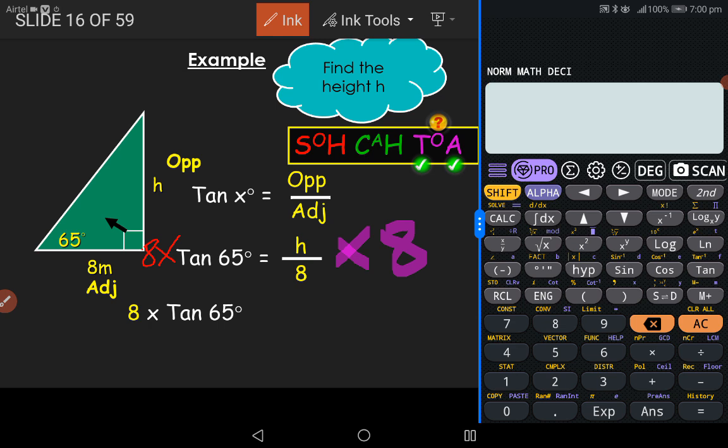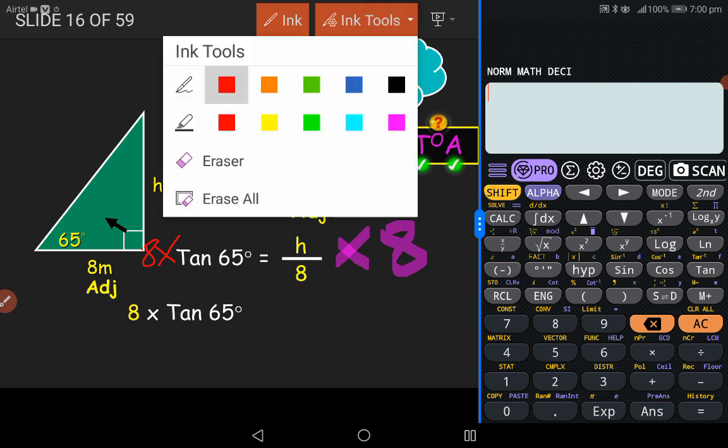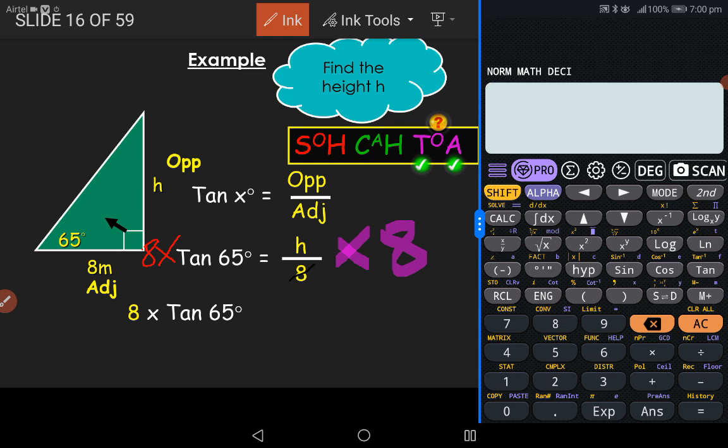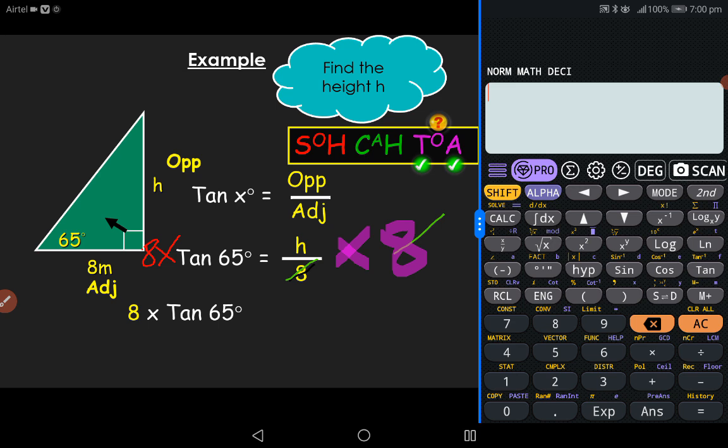So that this 8 here is going to cancel this one, so that in the end what you have is 8 multiplied by tangent of 65. So h therefore is equal to 8 multiplied by tangent of 65. You can bring the h to the left hand side, and the 8 times tan of 65 to the right hand side. So you go on your calculator once again.